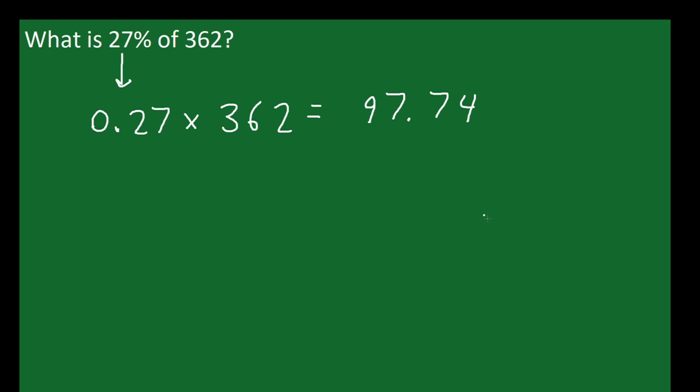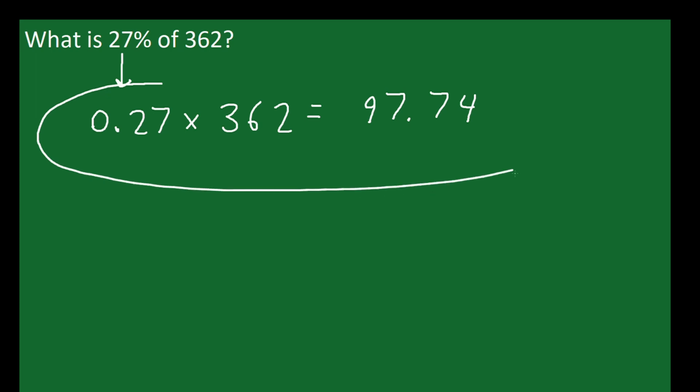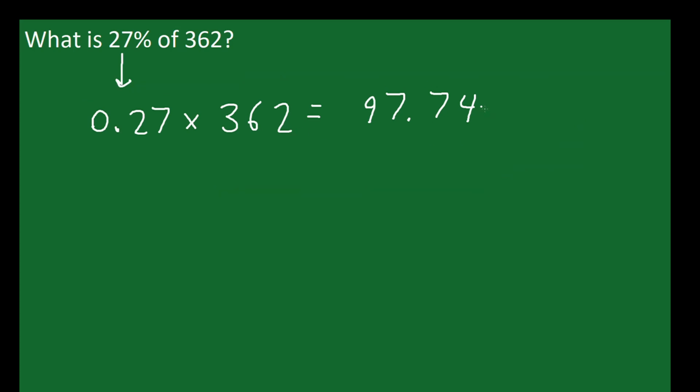You don't have to go through that math in your head. I'm just thinking out loud of what my brain would be thinking of when I get this type of question, just so I know what type of answer to expect. But the actual math you have to do here is just this. 27% of 362 is 0.27 times 362, and you get your answer. That's it.